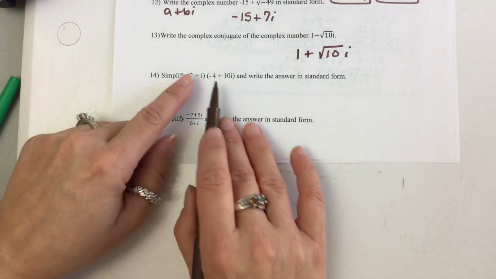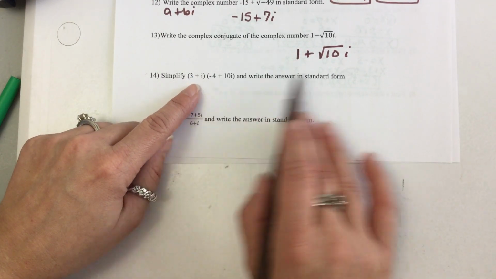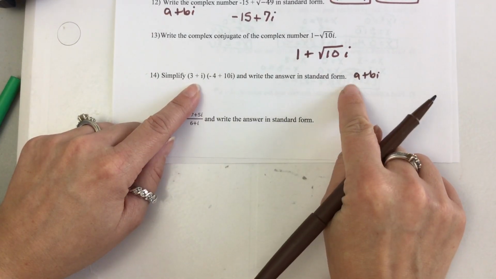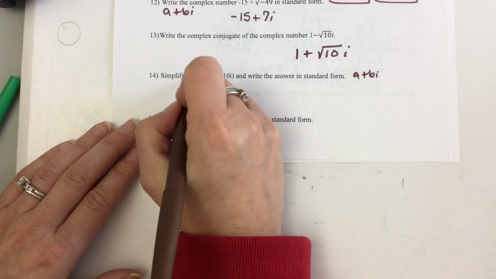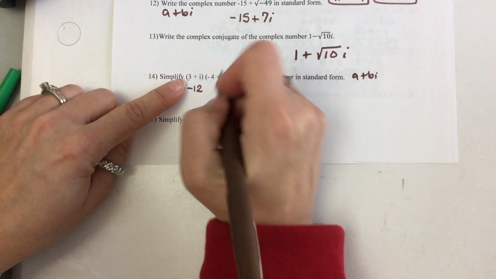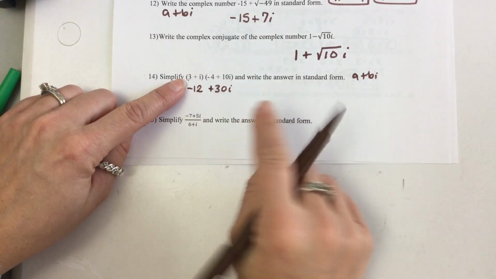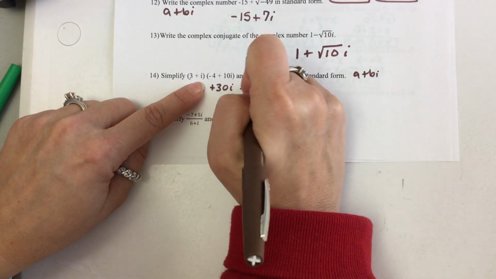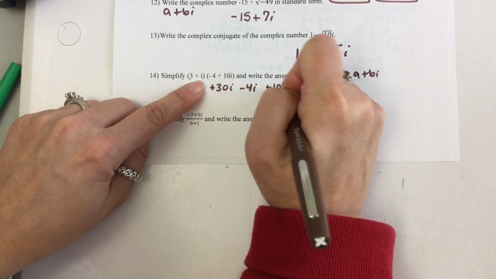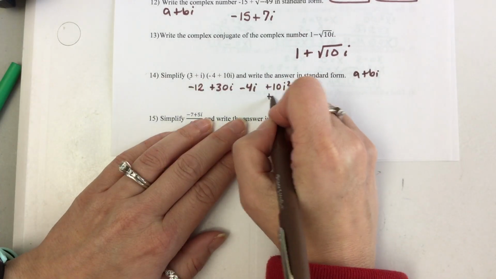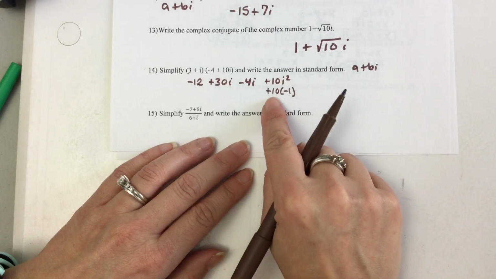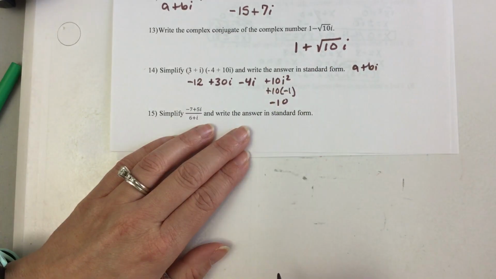Simplify this. So they want us to FOIL complex numbers. Write the answer in standard form, which just means that you have your real number in front of your imaginary number. Positive 3 times negative 4 is negative 12. 3 times 10i is 30i. I times negative 4 is negative 4i. I times positive 10 is positive 10i squared. Anytime you have i squared, it's actually a negative 1. Positive 10 times negative 1 is negative 10.